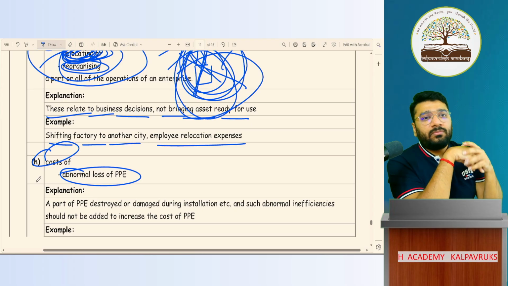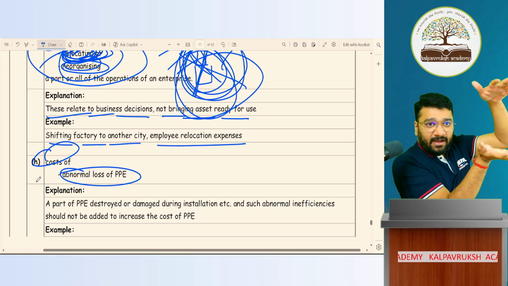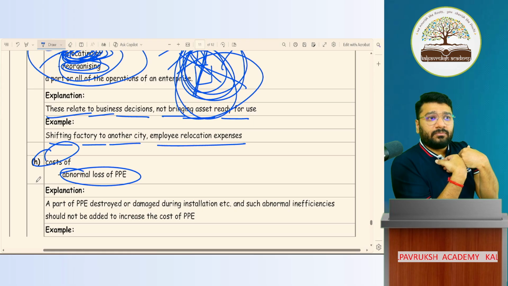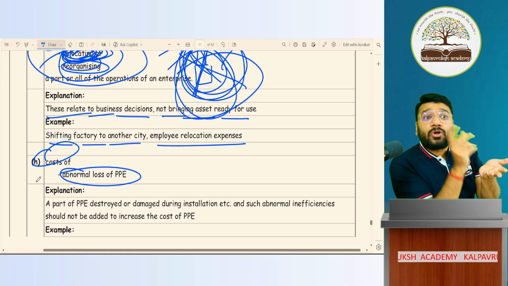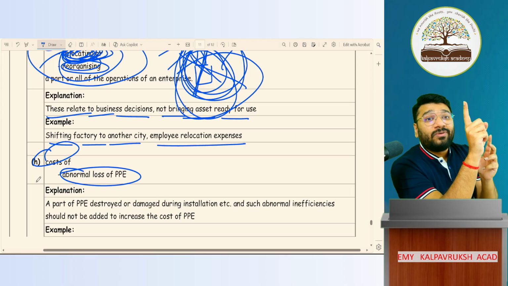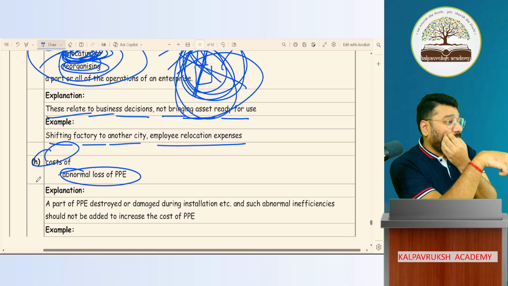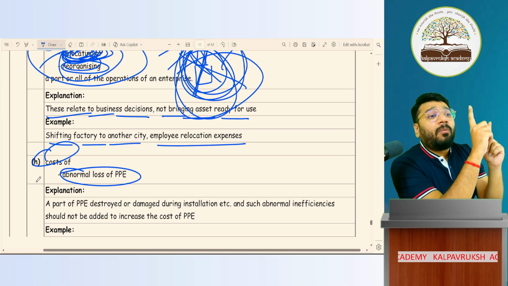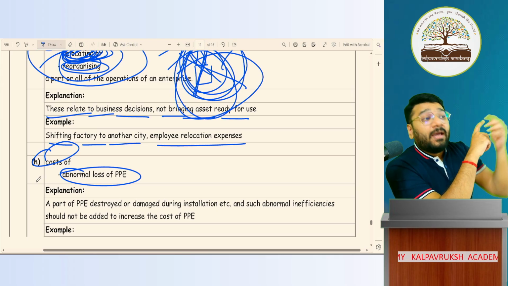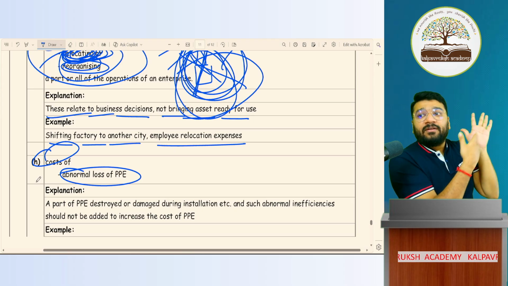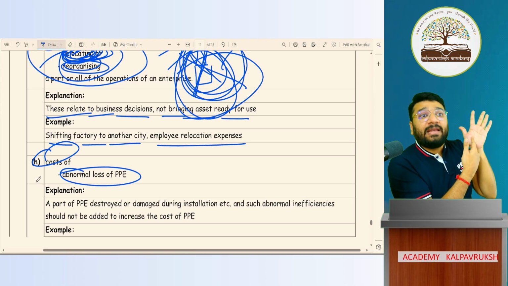So I have to get a new TV. But the TV my staff dropped, it's my problem. It's my loss. That loss is called what loss? Abnormal loss. Can I capitalize that abnormal loss to cost of PPE? No. If this is a normal loss, you capitalize it. But if any abnormal loss is incurred at the time of purchase of the asset, installation of the asset or construction of the asset, that abnormal loss will not be capitalized to the cost of PPE. That is your mistake. So that loss, show it in P&L to the world. I made all these mistakes, and because of a mistake, I made a loss.